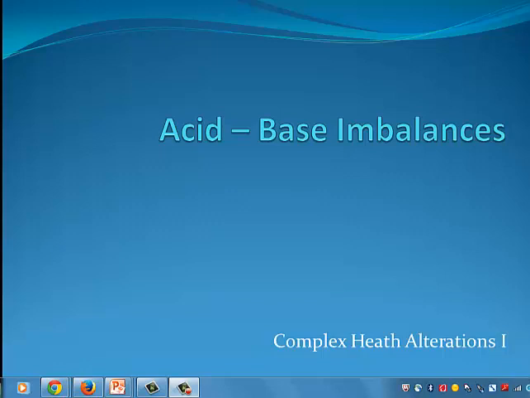Complete compensation means that the buffers have achieved a normal pH and the pH is fully corrected. If you have a partial compensation, which you'll hear us talk about, it means that the buffers are in the process of working to restore homeostasis. Correction of an acid-base imbalance occurs when lungs and kidneys eliminate the offending substance from the body, so whether it's the CO2 or the bicarbonate levels.